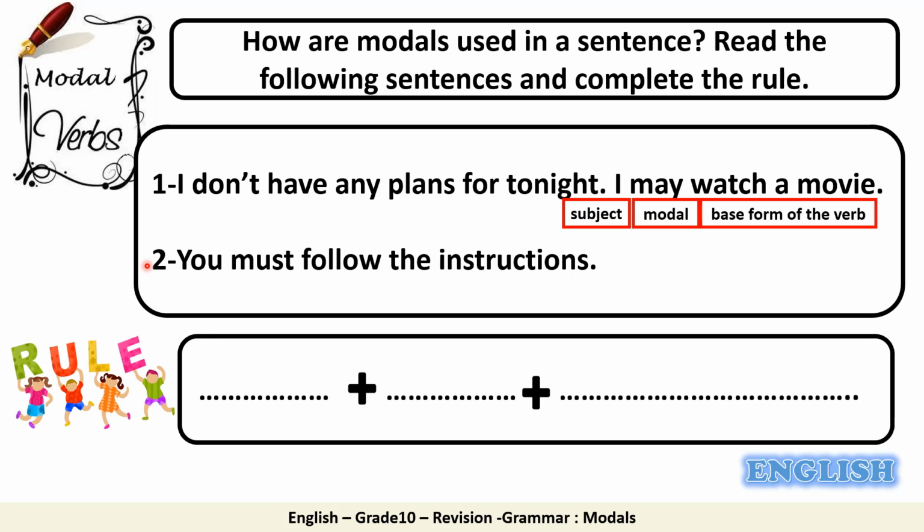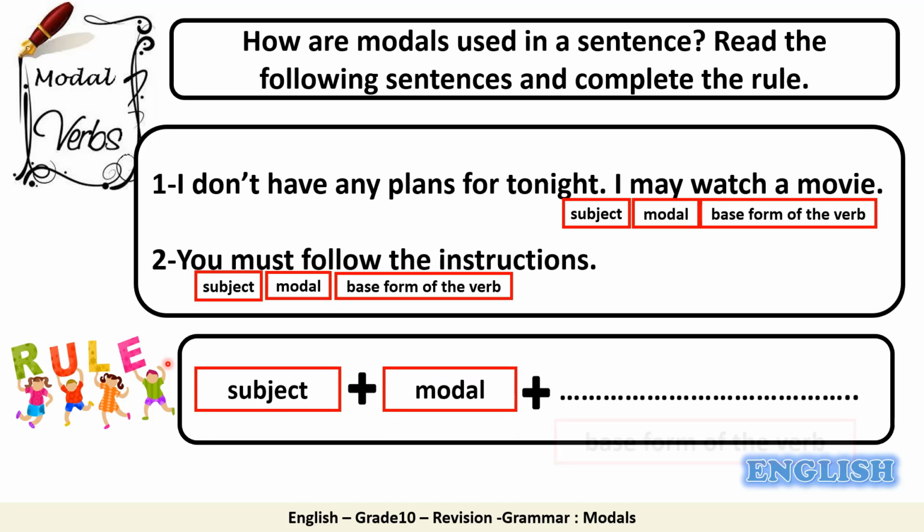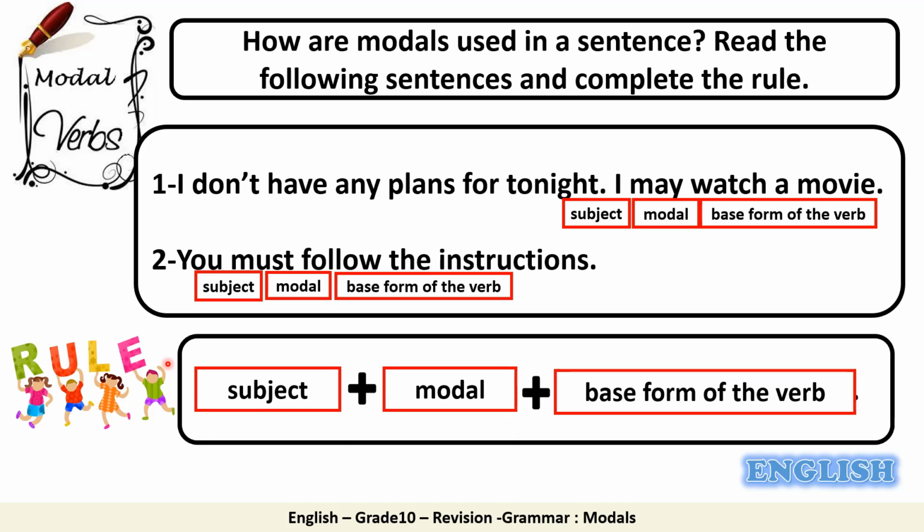The second sentence, you must follow the instructions. What is the modal? Very good, it's must. So how is it used? I have you, the subject, plus the modal must, plus the base form of the verb follow. Excellent. So now how is the rule formed? I have subject plus the modal plus the base form of the verb. And when I say base form of the verb, I mean the bare infinitive or infinitive without to.